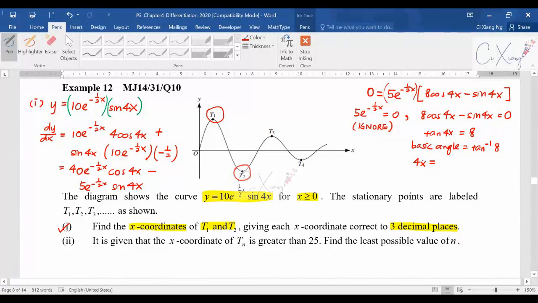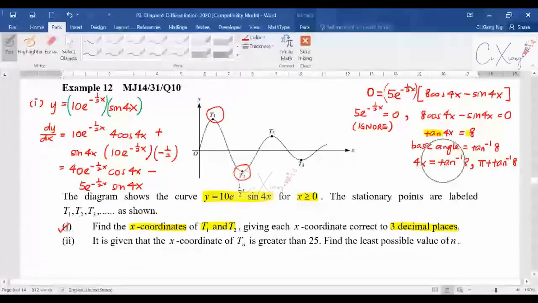Alright, so that means for x, you need to go through the quadrant to get the first two answers that you want. Okay, so you are looking for tangent positive. Can you see that this is tangent positive? So for tangent positive, the answer is from the first quadrant and also the third quadrant. So the answer for the first quadrant is the basic angle, tangent inverse 8. Then if you want to get that from the third quadrant, it will be what? It will be pi plus tangent inverse 8.